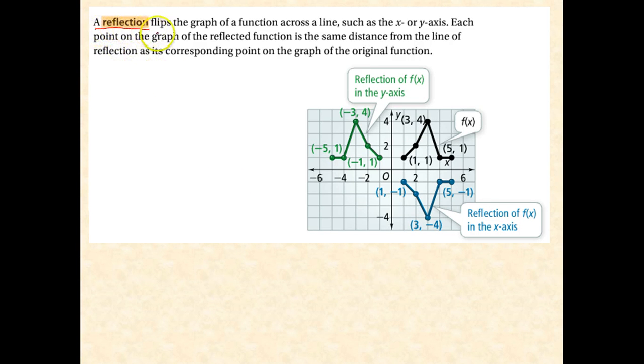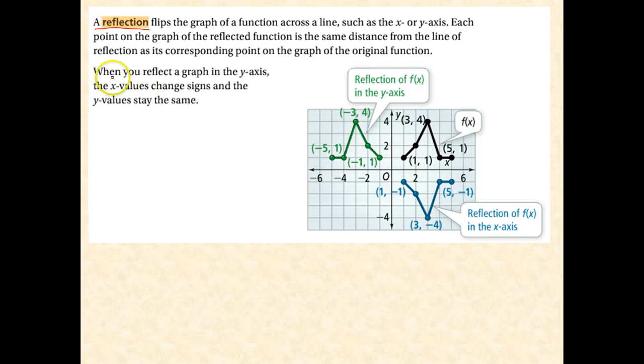A reflection flips the graph of a function across a line, such as the x or y axis. Each point on the graph of the reflected function is the same distance from the line of reflection. It's like a mirror. If you're 1 foot away from a mirror, then your reflection is 1 foot away on the other side of the mirror. Or at least that's what it looks like.